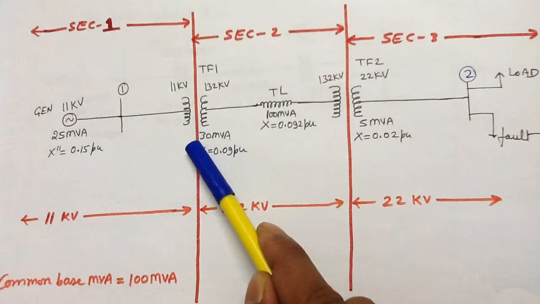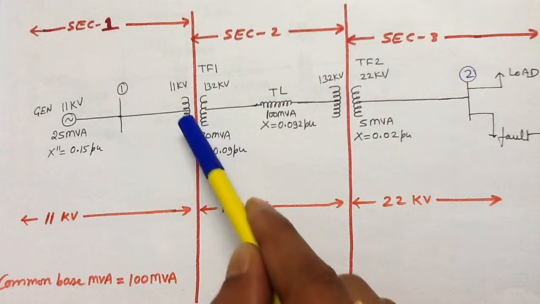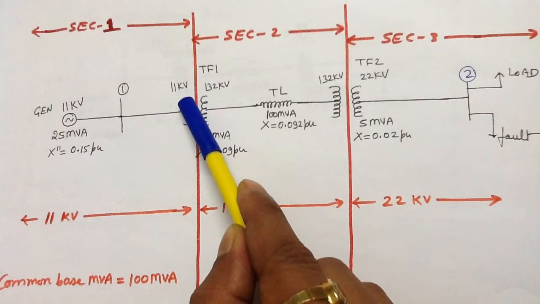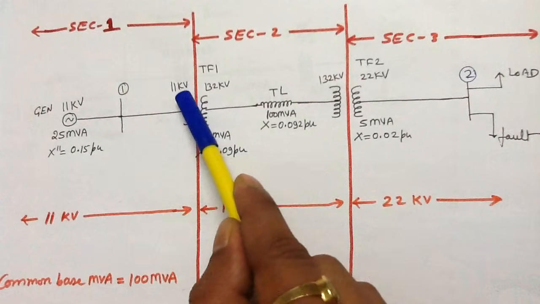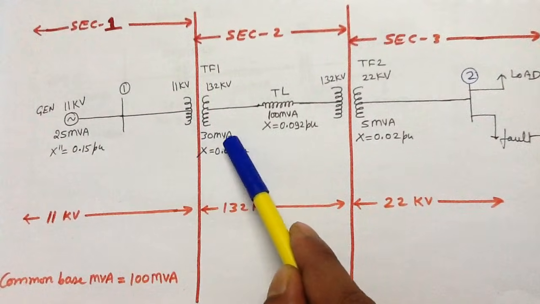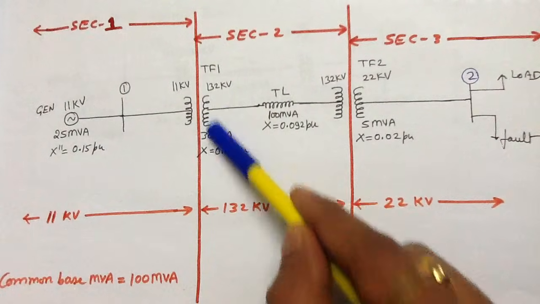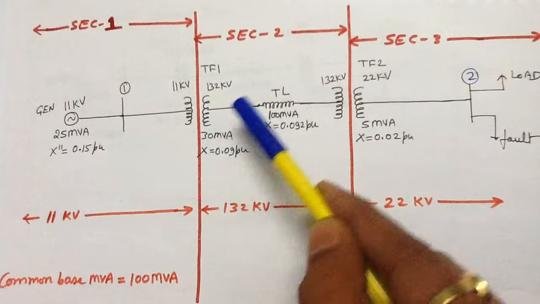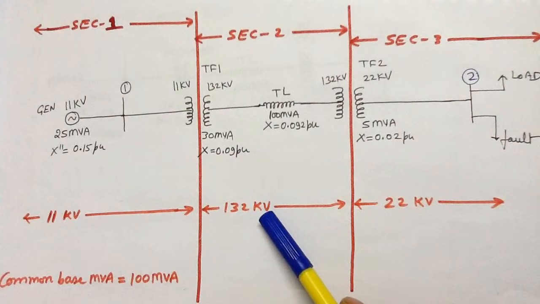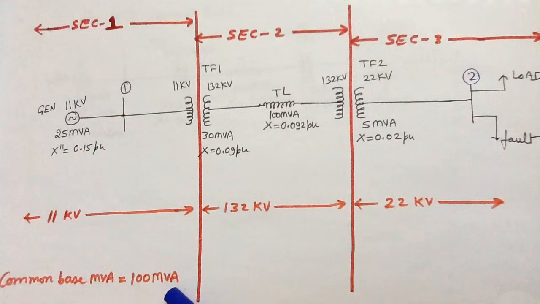Now if you consider the LV winding of the transformer number 1, the old base voltage for transformer number 1 considering the LV winding is 11 kV and the new base voltage is 11 kV. The old base MVA is 30 MVA and the new base MVA is 100 MVA. If you consider the HV winding of the transformer number 1, the old base voltage is 132 kV, the new base voltage is 132 kV, the old base MVA is 30 MVA and the new base MVA is 100 MVA.